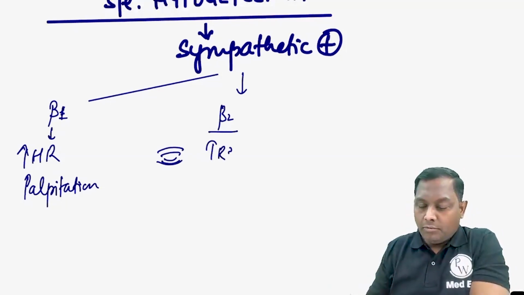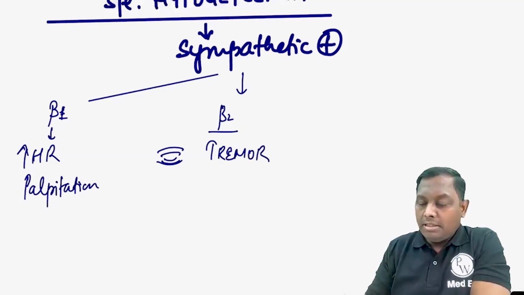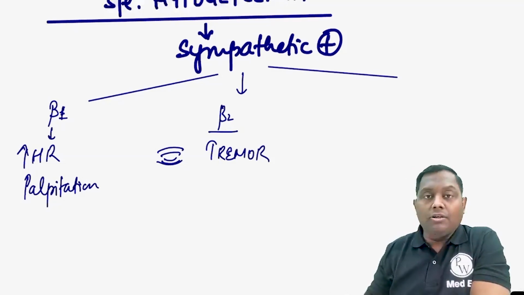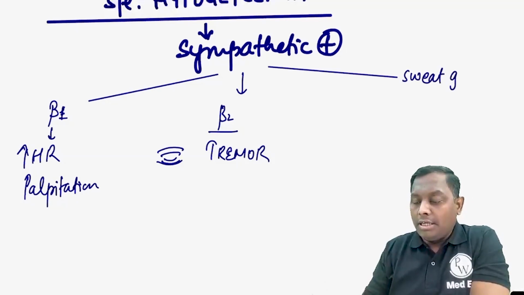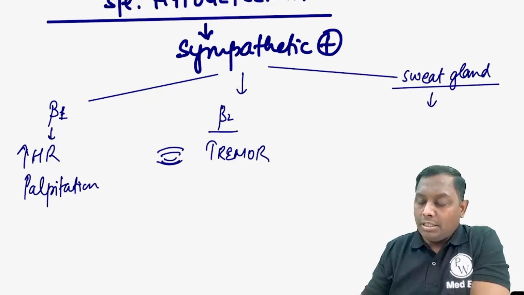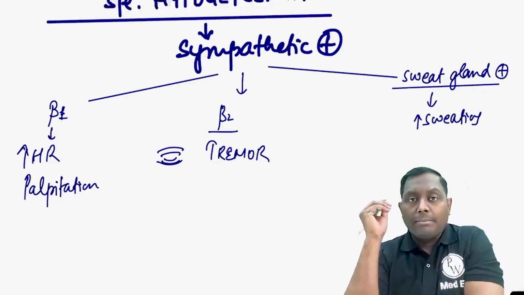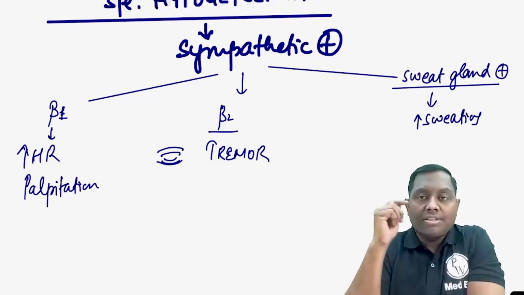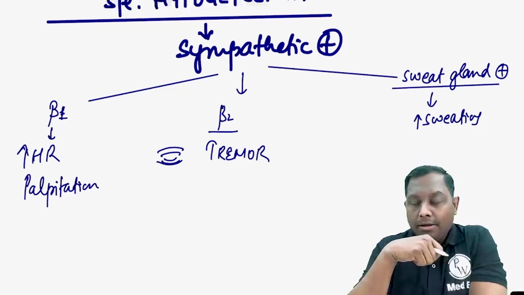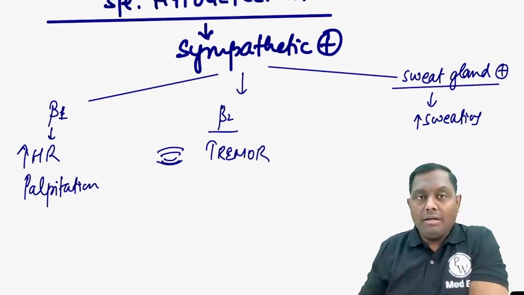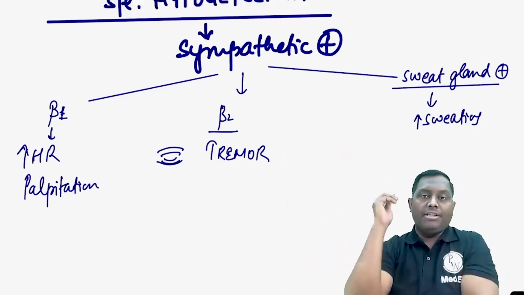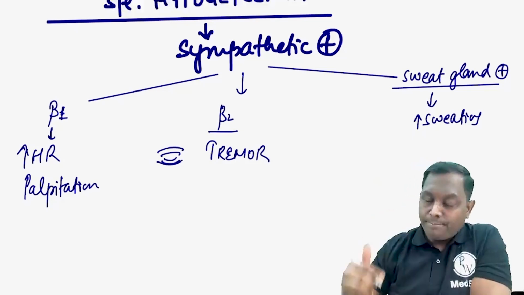Skeletal muscle, they can lead to what? Tremor. Then your sweat gland is also under control of sympathetic, because we know sweat gland is sympathetic and cholinergic in nature. So sweat gland will get stimulated and they will be causing increase in the sweating. That means they will get activated by the sympathetic drive, but the secretion of acetylcholine is acetylcholine mediated, right? So there will be sweating as well. So we are having tachycardia, palpitation, tremor, and there will be sweating as well.